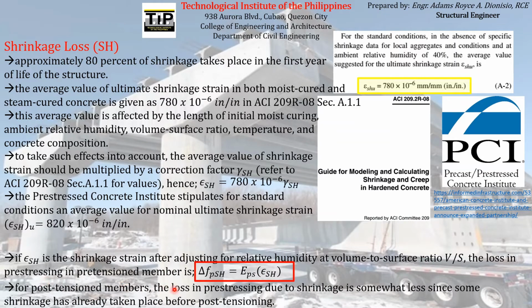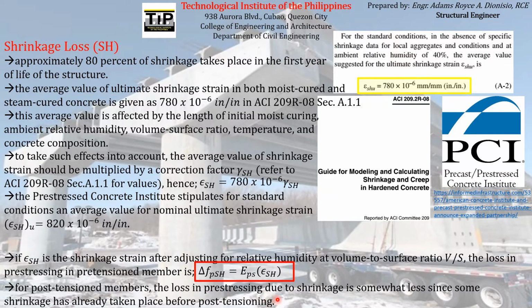For post-tension members, the loss in prestressing due to shrinkage is somewhat less since some shrinkage has already taken place before post-tensioning. As we all know, post-tensioning is done after the concrete has already attained enough strength. Actually, it can be up to the point wherein the concrete has already attained its 28-day compressive strength. Because of that scenario, shrinkage already occurs on the concrete even before the application of post-tensioning.